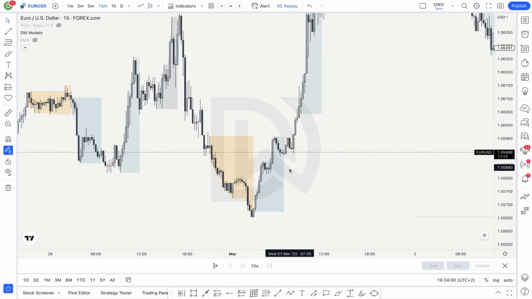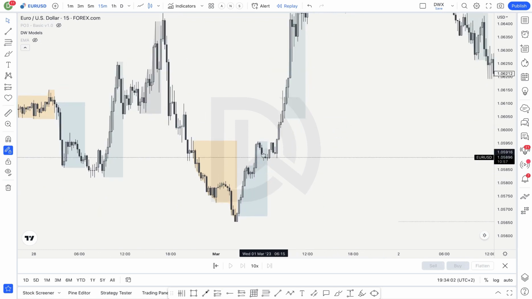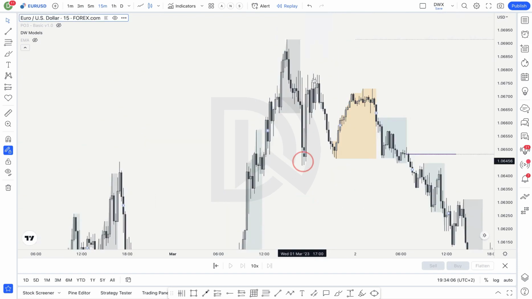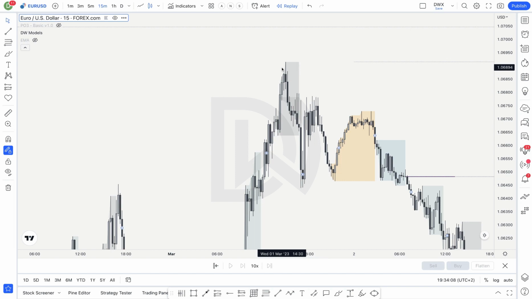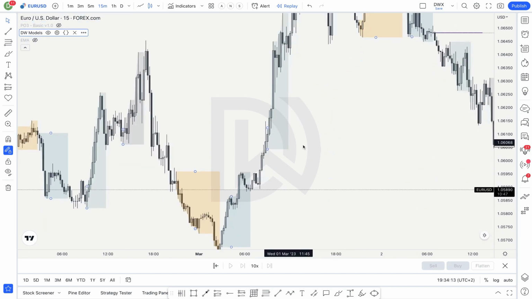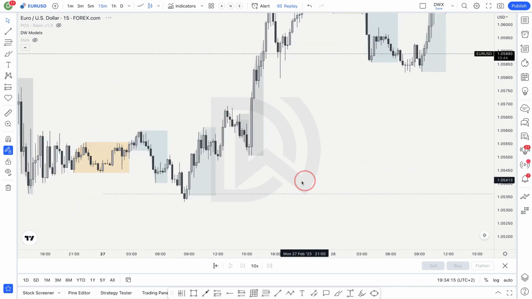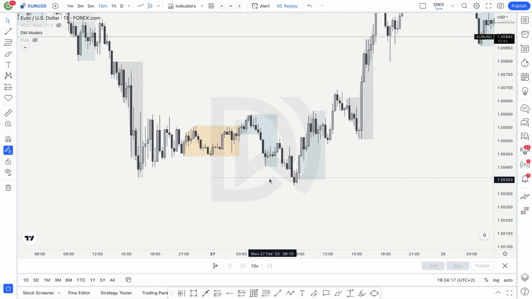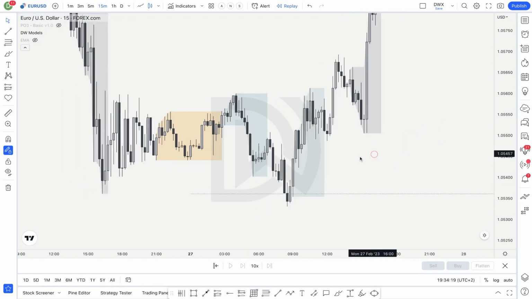So here we had London yesterday, we had Asian session ending, and we immediately had a run towards the upside. Yes, there were shorts in New York session, but London session was just a continuation towards the upside. This is better.